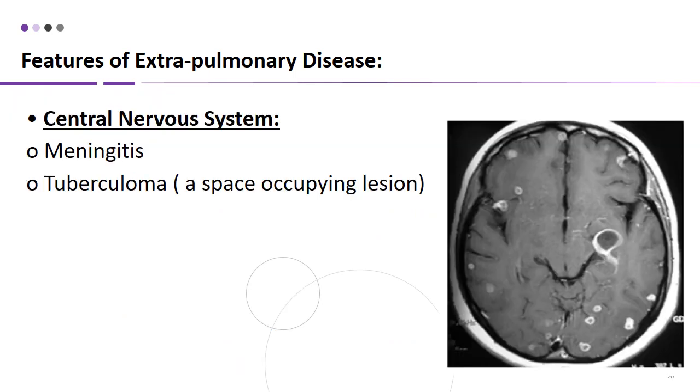The central nervous system may be involved, causing TB meningitis or tuberculoma, which is a space occupying lesion. I have attached the picture of tuberculoma. You can see multiple tuberculomas in the CT scan.